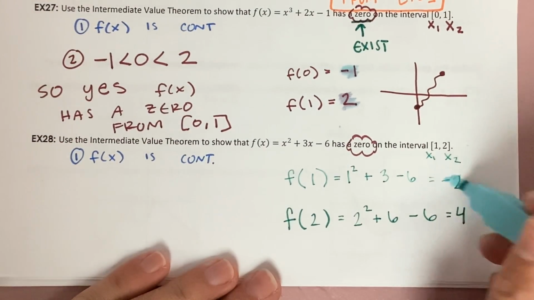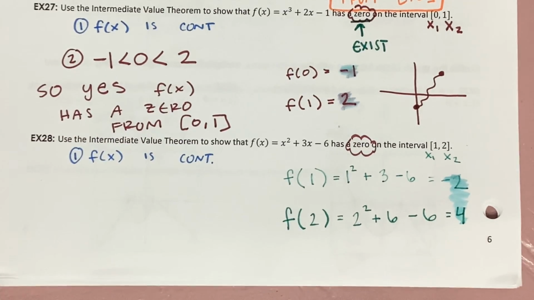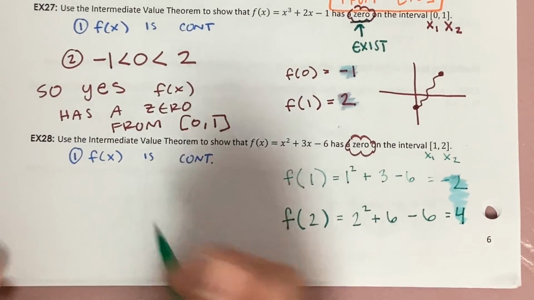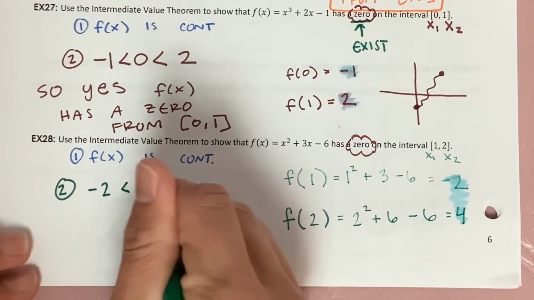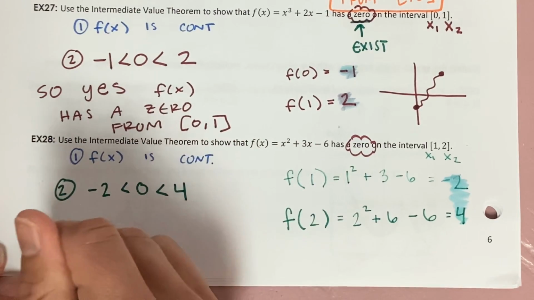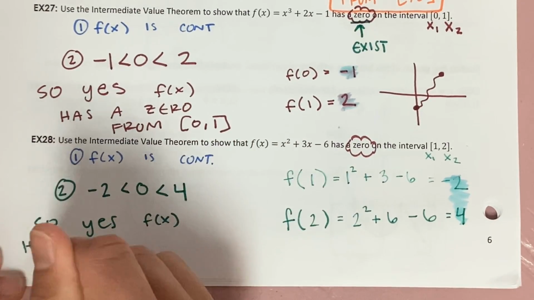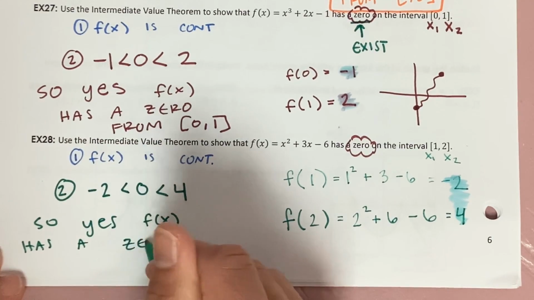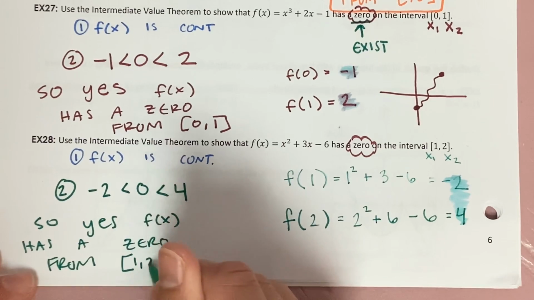Now, is 0 between these y values? Yes, it is. So once again, you can either write that and say 0 is between negative 2 and 4, or you can use the mathy definition, negative 2 is less than 0, which is less than 4. So yes, f of x has a 0 from 1 to 2.